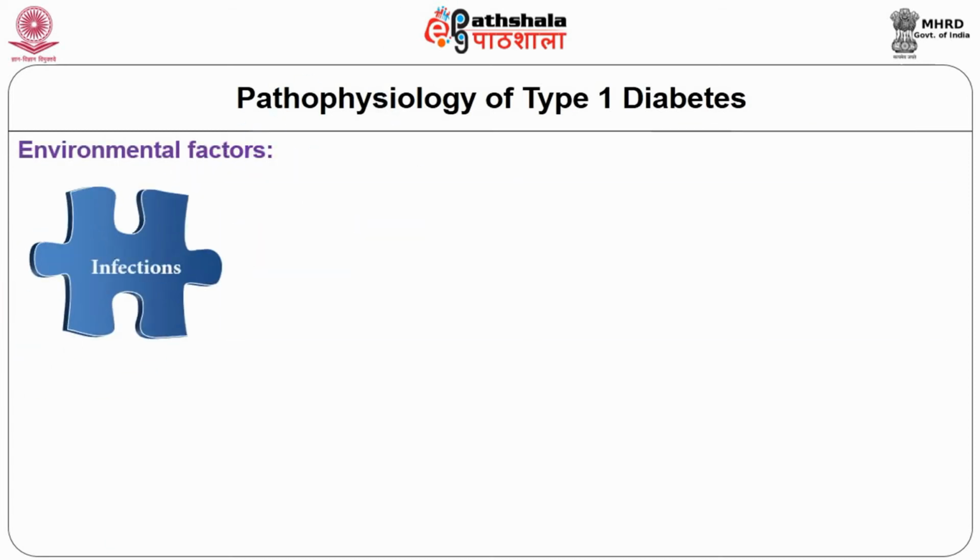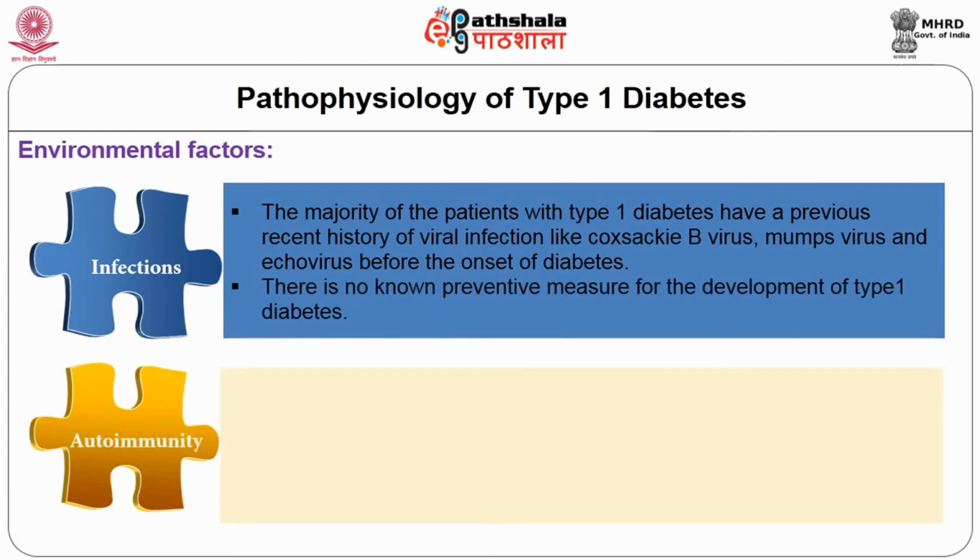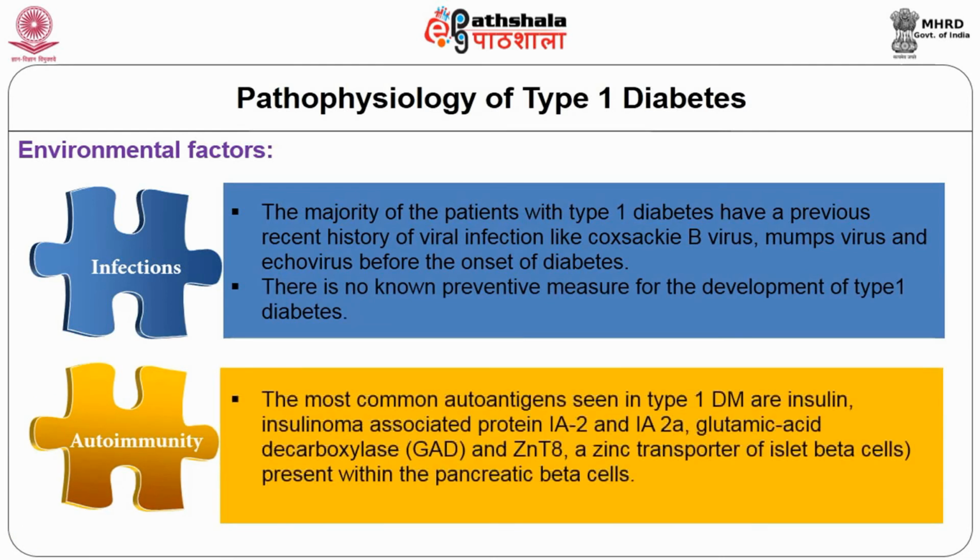Environmental factors for type 1 include infections like Coxsackie B virus and mumps; there is a history of these viral infections before the onset of diabetes, which trigger the autoimmune system. The most common autoantigens seen in type 1 are insulin, insulinoma-associated protein IA2 and IA2A, glutamic acid decarboxylase, and ZnT8, a zinc transporter of the islet cell present within the pancreatic beta cells.